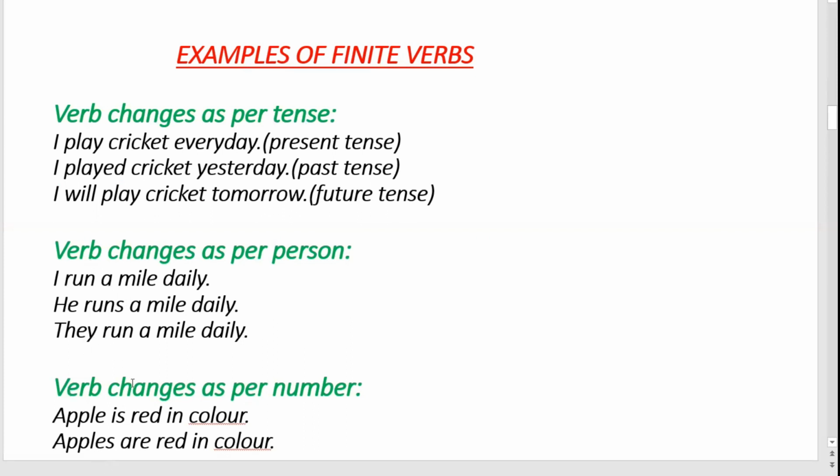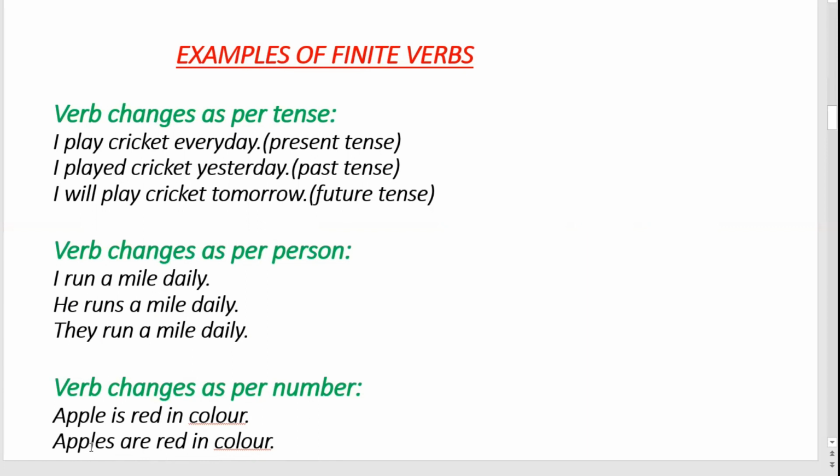Now coming to the next one, how the verbs are changing according to the number. I told you what number is. Number means the singular and plural form of the subject, that is the noun. So here you can see apple is singular, apples are plural. Apple is red in color, apples are red in color.